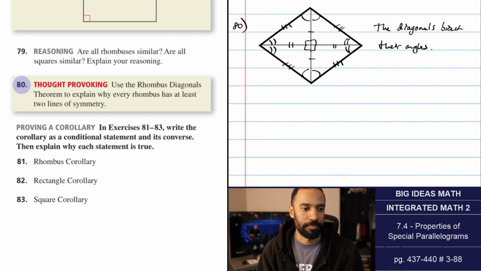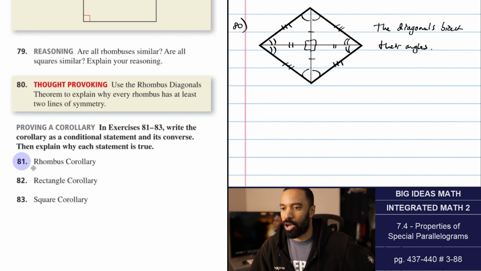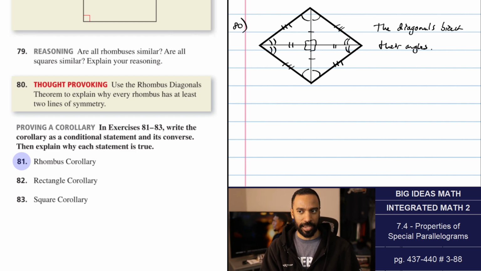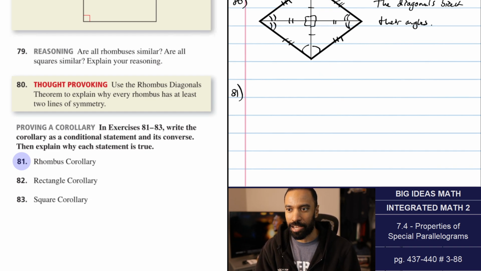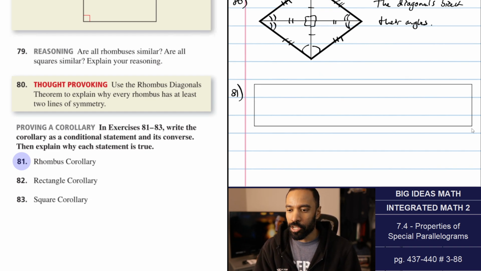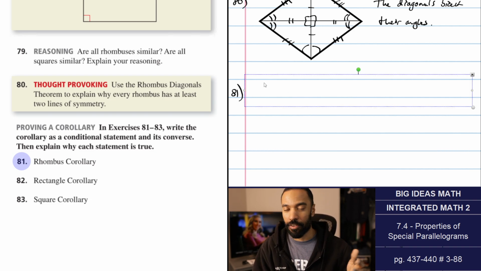All right, 81. Write a corollary as a conditional statement and its converse, then explain why each statement is true. So keep in mind all of these. I did say this in the lecture portion. Or at least I stated the biconditionality of it. So the initial corollaries are the if and only ifs for quadrilaterals. So let's see if I remember how to say them.